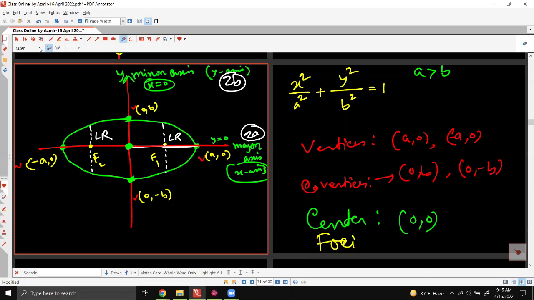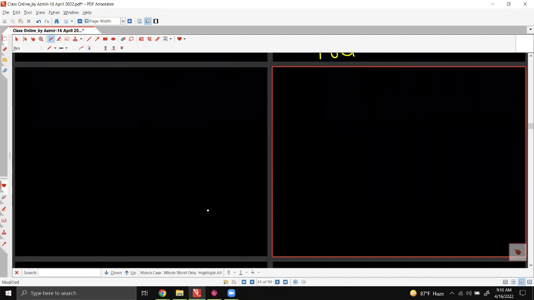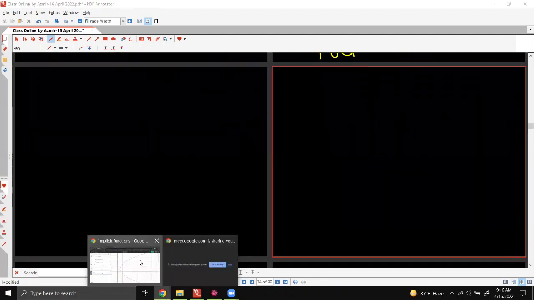We can also have a directrix. So there are two directrices here, directrix 1, directrix 2. Now let's have a look at the formulas of the ellipse.